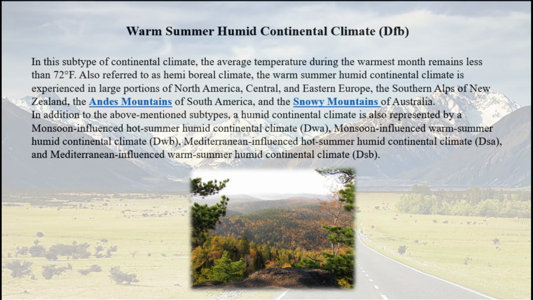In addition to the above-mentioned subtypes, a humid continental climate is also represented by a monsoon-influenced hot summer humid continental climate, DWA, monsoon-influenced warm summer humid continental climate, DWB, Mediterranean-influenced hot summer humid continental climate, DSA, and Mediterranean-influenced warm summer humid continental climate, DSB.